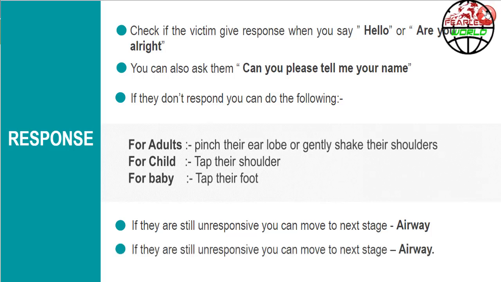If the victim responds by making eye contact with you or some gesture, then you know that they're responsive and you can move on to the next stage, airway.